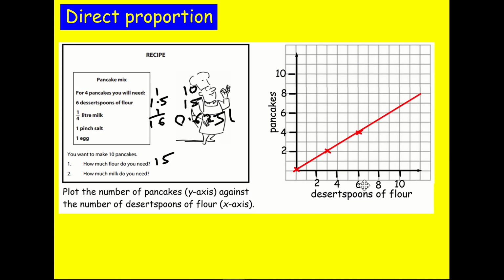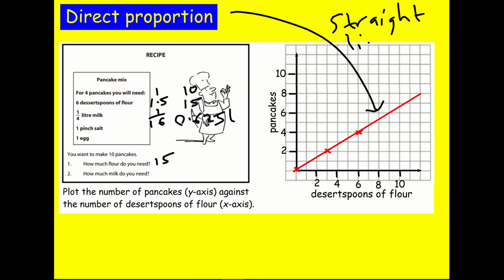I've plotted 6 dessert spoons against 4, and then I have both of those halved to give me 3 and 2, and I even plotted 0, 0. If I have 0 dessert spoons of flour, I can't make any pancakes, really, not properly. And I see if I connect them that I get a straight line. And this is an example of direct proportion. So when we say direct proportion, we are saying we get a straight line through the origin.